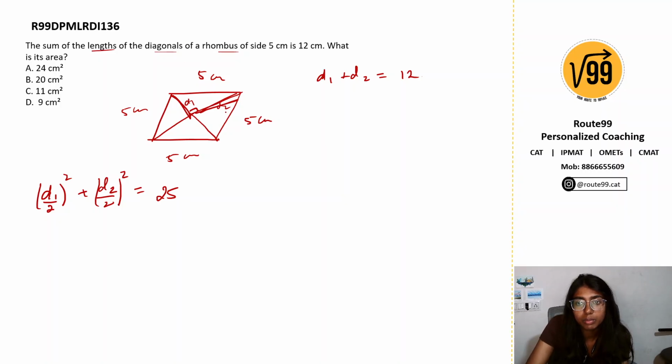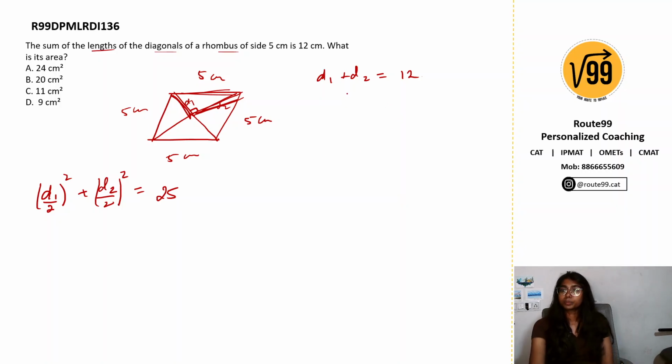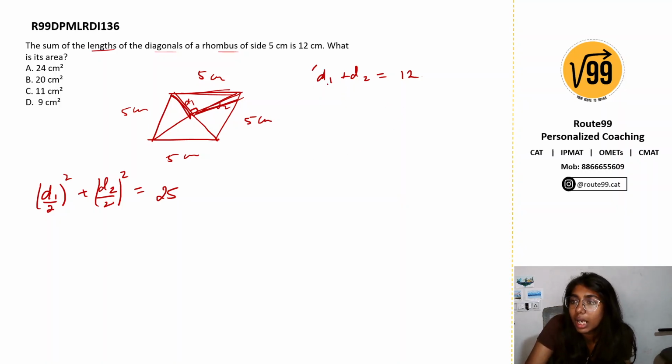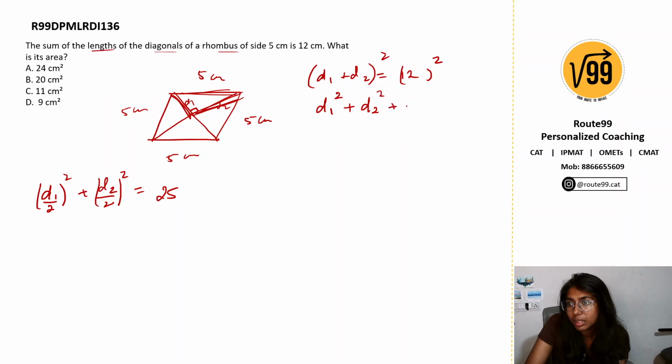करेक्ट. यहाँ पे हमको राइट एंगल ट्राइंगल है, हाइपोटेन्यूज 5 सेंटीमीटर हो जाएगा एंड यू अप्लाई पाइथागोरस थ्योरम. ओके. सो I'll square both sides in this equation d1 plus d2. This becomes d1 square plus d2 square plus 2 d1 d2 is equal to 144.